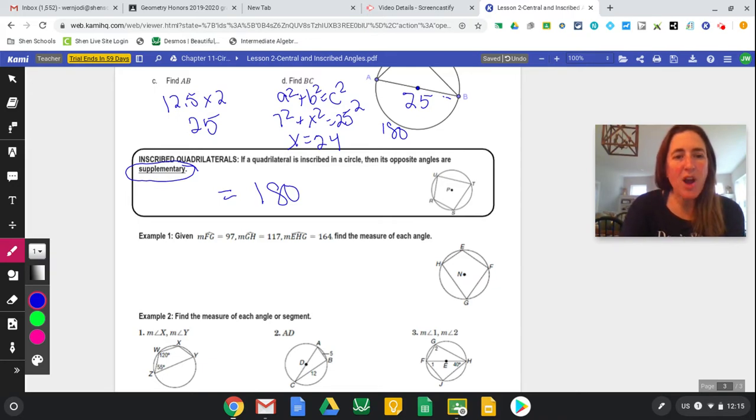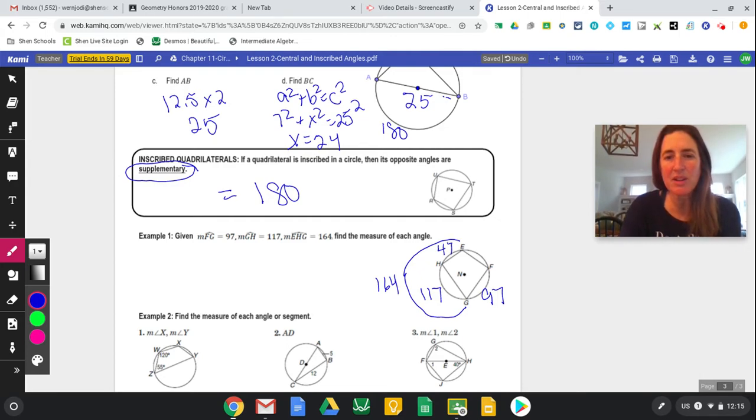The measure of arc FG is 97. And from G to H is 117. E to G to H, that arc is, E to H to G is 164. Okay, so if this is 117 and that's 164, this has to be 47 over there. Did you see how I did that? I subtracted them because this whole arc minus this part has to give me that. Now they add up to 164.